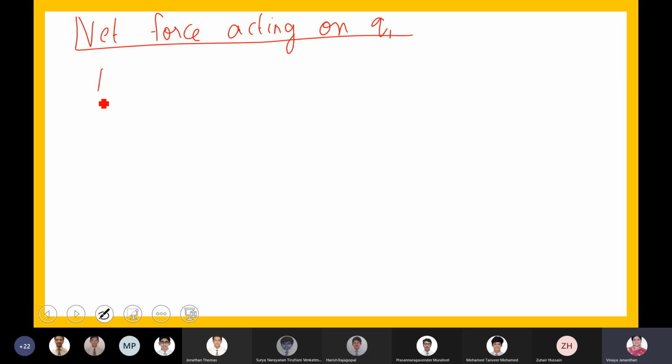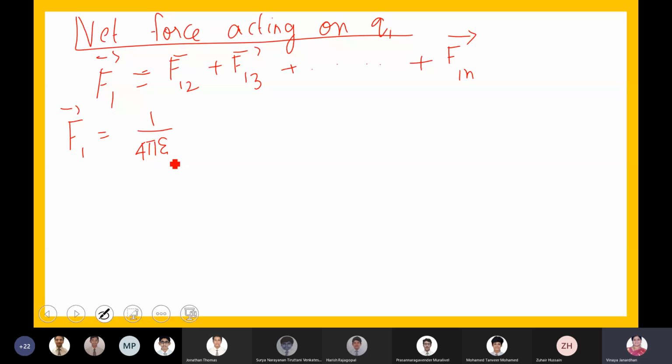So what is the net force? F1 must be equal to F12 plus F13, and it goes on up to F1n, correct? Is that correct, boys? Yes, F1 vector. Now I'll put the values: 1 by 4 pi epsilon naught Q1 Q2 divided by R12 square, R12 cap. This is the first term, correct?